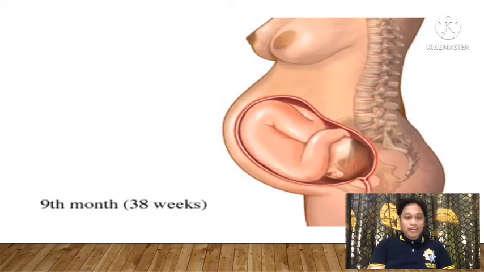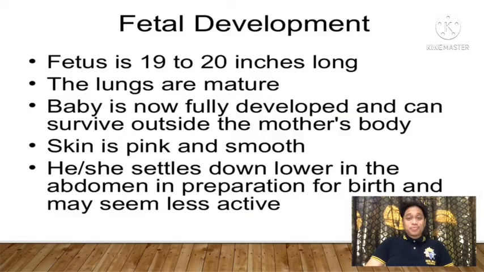So next in line, we have the 9 months or the 38 weeks. At this period, the fetus is about 19 to 20 inches long. And now the lungs are mature. So the baby is now fully developed and can survive outside the mother's body. Here, the skin is now colored pink and smooth.